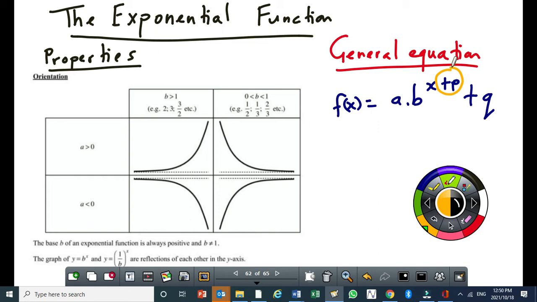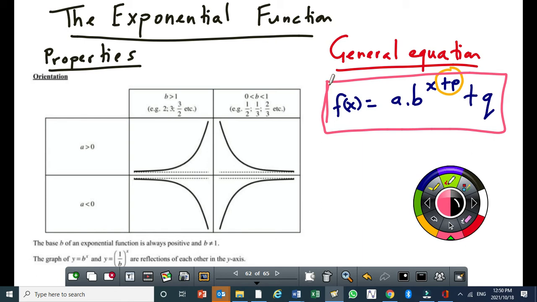Right? So I'm going to talk about the properties in more detail, but the first thing is you need to know that the general equation is that. Then we are going to start with the properties. Okay? So that's your general equation. Forget about the one that you were doing last year in grade 10. This is your general equation in grade 11 and next year as well.